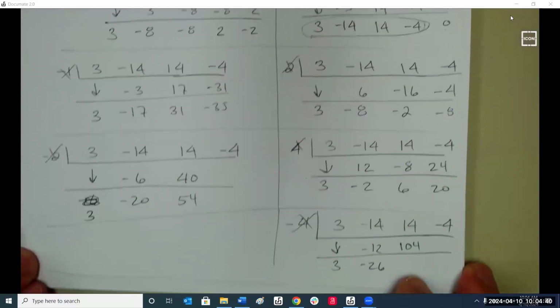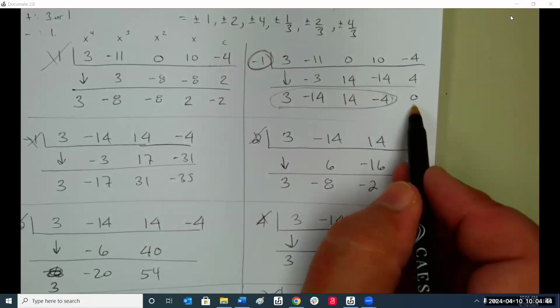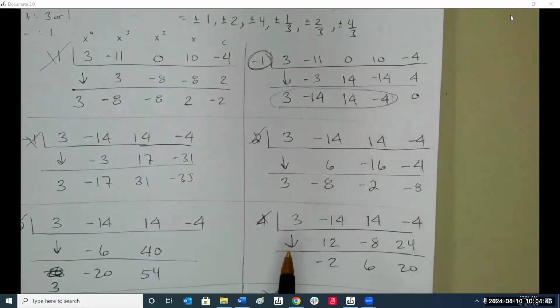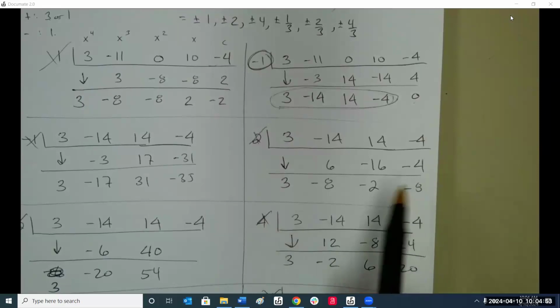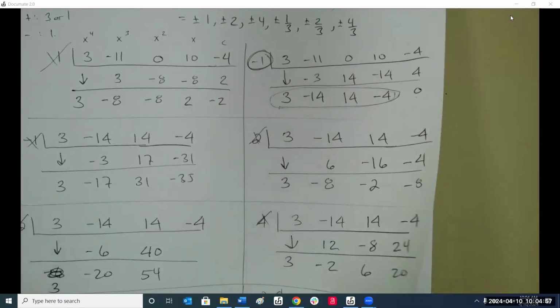Okay, out of the integers, we know that x equals -1. So, here's the thing about it. Remember, how many negative answers will we have? We found the -1.